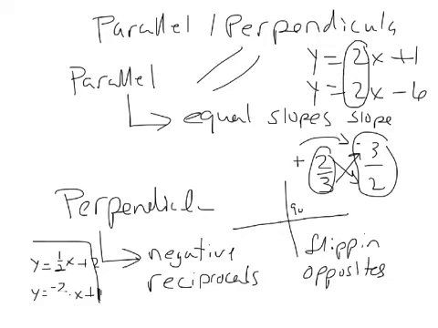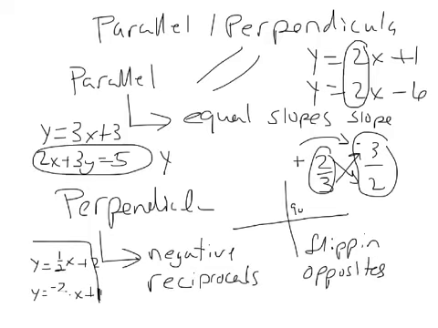Now the way the STAR test and our test is going to complicate it is they're going to give you one of them like y equals 3x plus 3, and the other one will be in standard form. And you'd have to solve this second one for y so you could compare the slopes of each one. So be ready for that tomorrow as well.